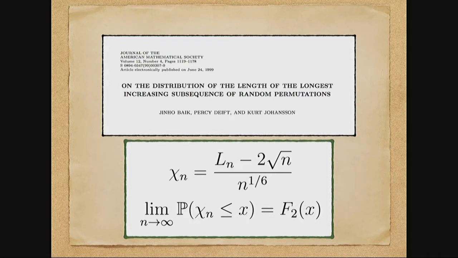If you take the length of the longest increasing subsequence for a sequence of size n, which is a random variable, you take out 2 square root n, and then you divide by n to the power 1/6, this new random variable, chi n, has a cumulative distribution function which, in the limit n to infinity, converges to F2 of x. So to the Tracy-Widom distribution corresponding to the GUE.